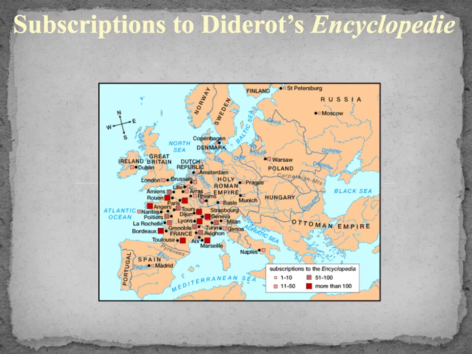And here's just a map that shows you where subscriptions to the encyclopedia were. As you can see, most of them were in this area right here, which is predominantly France, and a little bit in Italy, a little bit in the Netherlands, and a little bit in Great Britain. So most of the subscribers of the encyclopedia were in France, and France is considered the birthplace, or the area in which the Enlightenment took off the most.